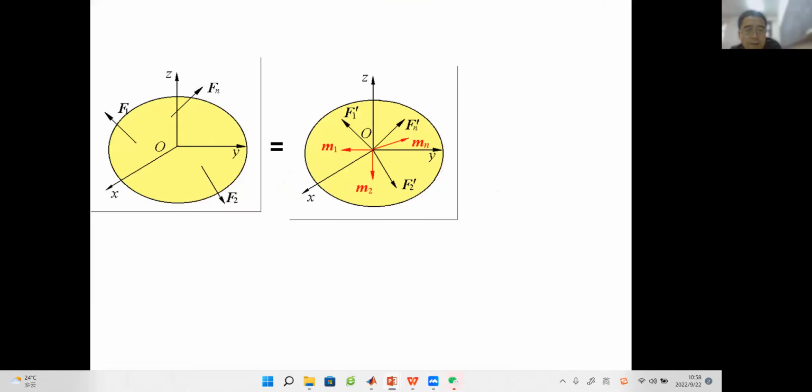You can see if we translate F1 from this point to point O, we will have F1 prime. It has the same magnitude and direction as the original F1. But we also should add M1, which is M1 equals M_O of F1, right? If we link O and this point, let's say point B, we will get the position vector. This M1 will be r vector cross product F1.